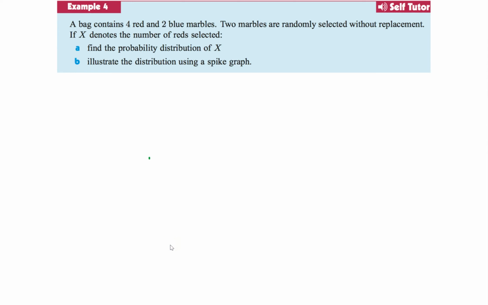A bag contains 4 red marbles, 2 blue marbles. 2 marbles are randomly selected without replacement. Let X denote the number of red ones selected. So let's talk about that first. I'm choosing 2 marbles, and X is the number of red ones you select. So look at the possibilities.